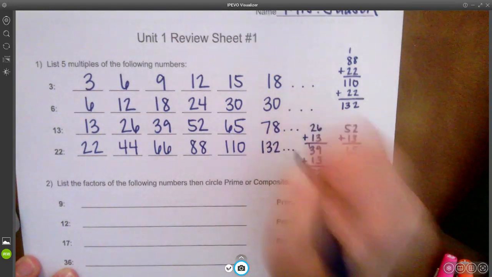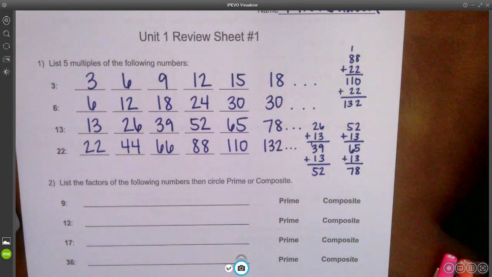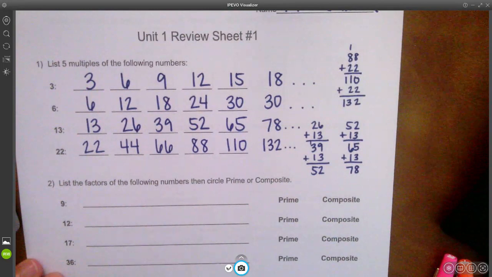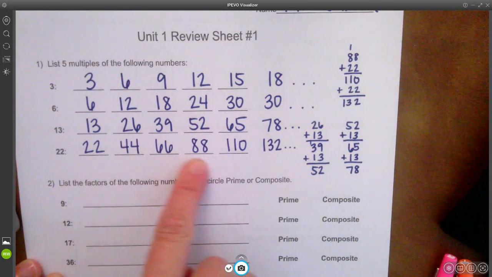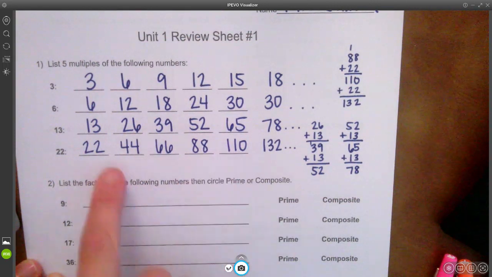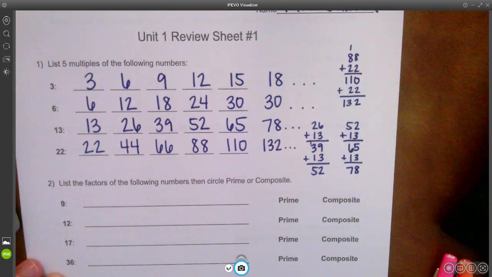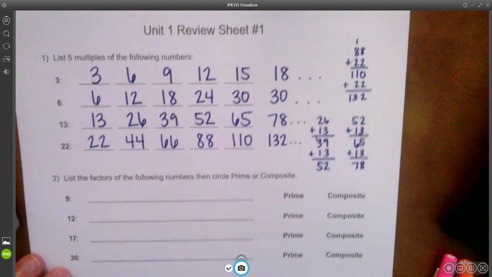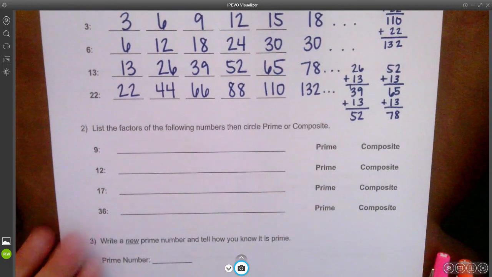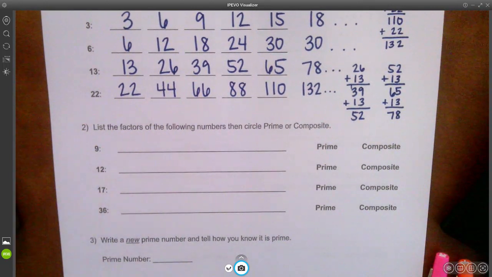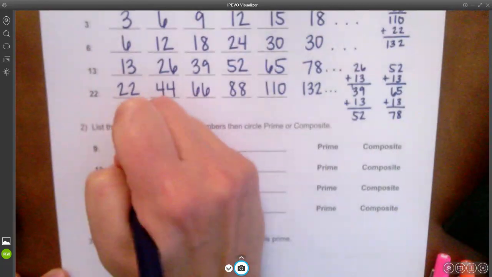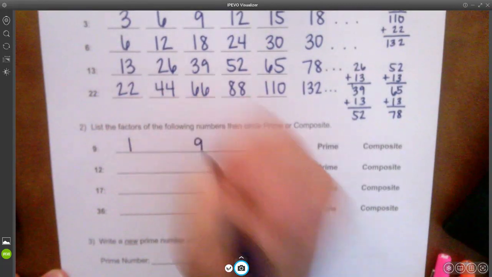Okay? All right, so multiples, a lot of people think of it as skip counting, but you also could think 22 times 1, 22 times 2, 22 times 3, 22 times 4, or adding 22 every time, and so on and so on. All right, let's look at factors. Okay, factors are the numbers that we can multiply together to get 9 or 12 or 17 or 36. Okay, let's start with 9. Can you do 1? Duh, 1 times 9.